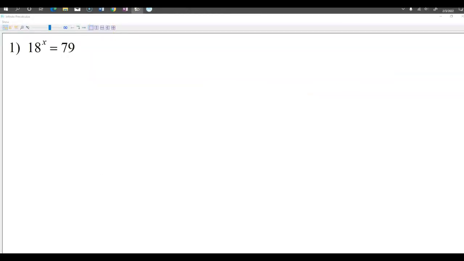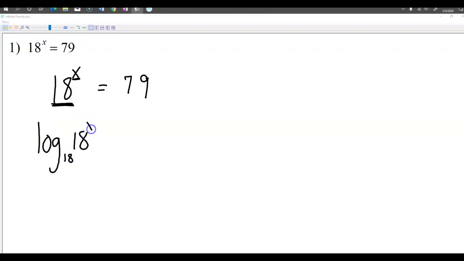Number 1. Today, the odd ones are going to serve as teacher examples, and the even problems will serve as student practices. So there's no way, for instance, on this problem for me to get these two bases to match. That's just impossible. So what we're going to do is something called logging both sides. So whatever number has the x as its exponent, you're going to log with that base on both sides.